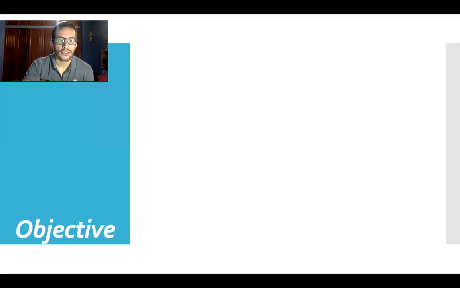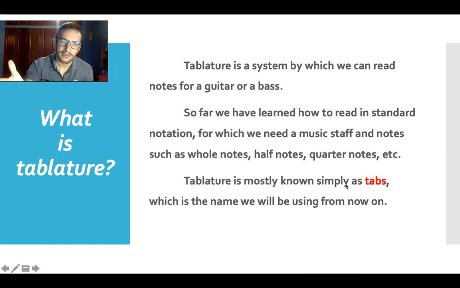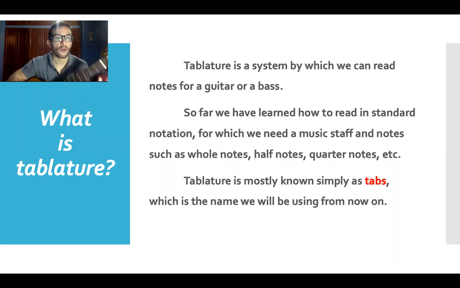So, first, the objective of this session. By the end of this session, you will be able to understand how to read tablature. Pretty straightforward, okay? But first, what is tablature? Tablature is a system by which we can read notes for a guitar or a bass. This will not work for piano or saxophone or any other instruments. It can only work for guitars or basses, okay? String instruments where you have frets, okay?